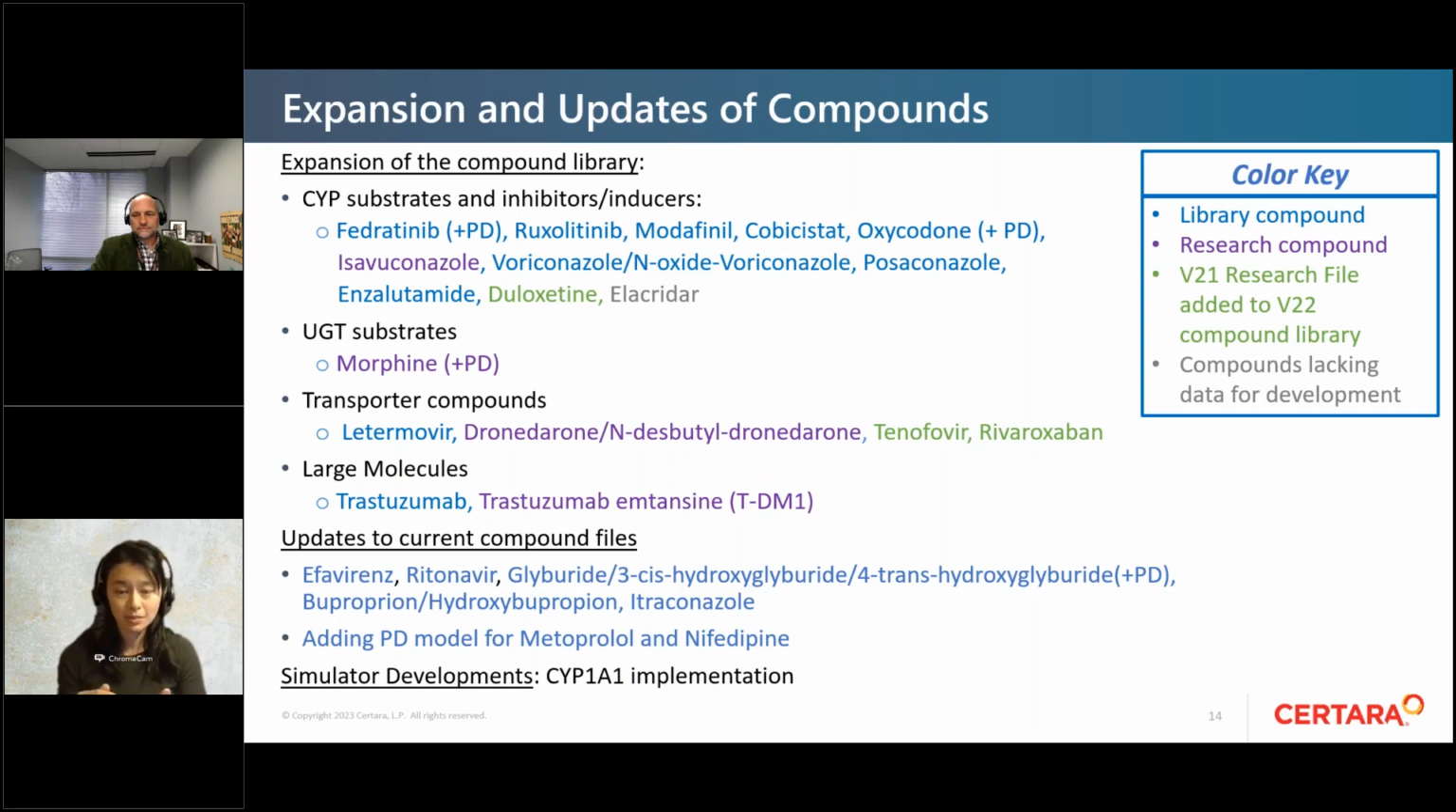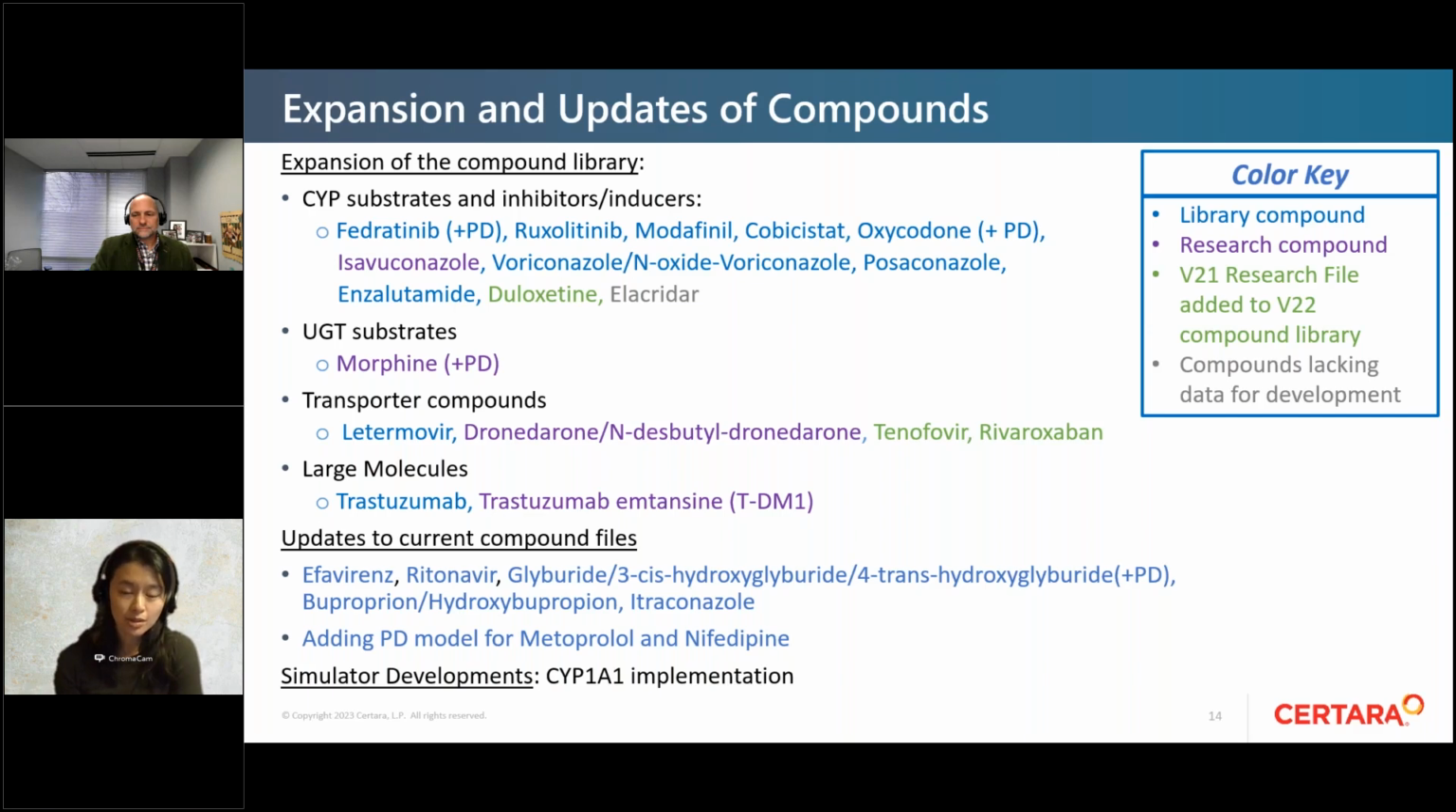The research compounds, at the moment, there was not sufficient data to do the verification. Nonetheless, these are available to you on the Simcyp members area in case these are valuable to you in your simulations and your research.